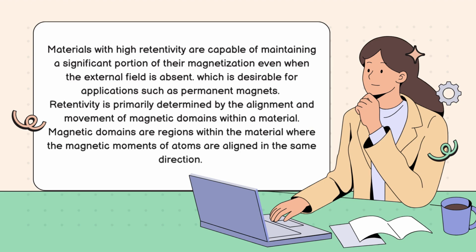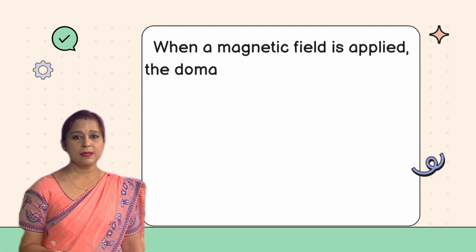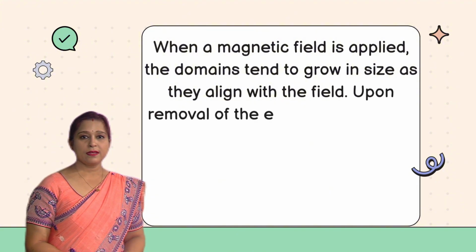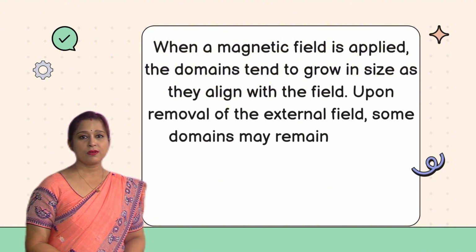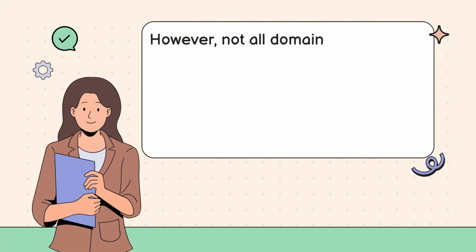Retentivity is primarily determined by the alignment and movement of magnetic domains within a material. Magnetic domains are regions within the material where the magnetic moments of the atoms are aligned in the same direction. When a magnetic field is applied, the domains tend to grow in size as they align with the field. Upon removal of the external field, some domains may remain aligned, causing a permanent magnetization in the material. However, not all domains stay aligned when the external field is removed.